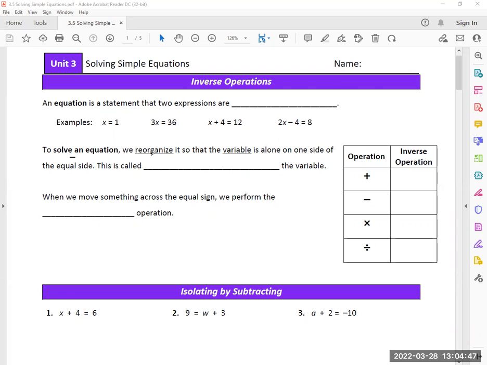Okay. This reorganizing so that the variable is alone, the official word for it is isolate, isolation, or grammatically correct, this is called isolating the variable. When we move something across the equal sign, we perform the inverse operation. So let's get these blanks out of the way first, okay?